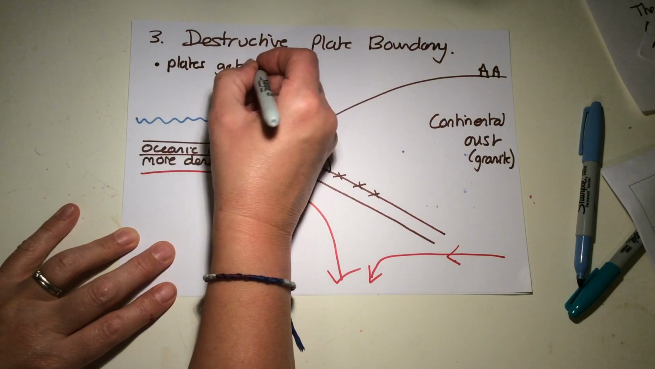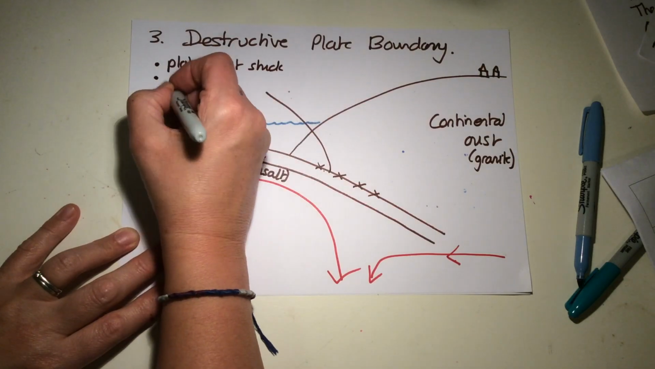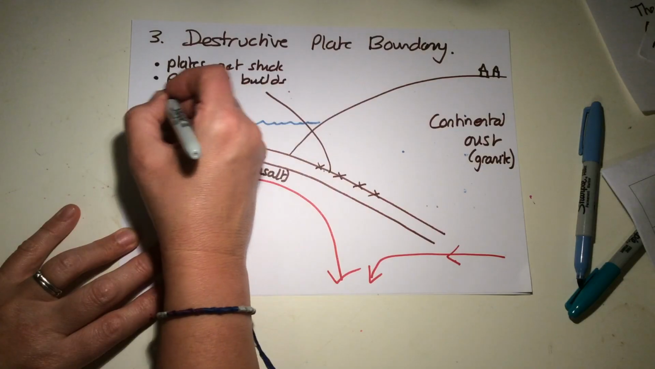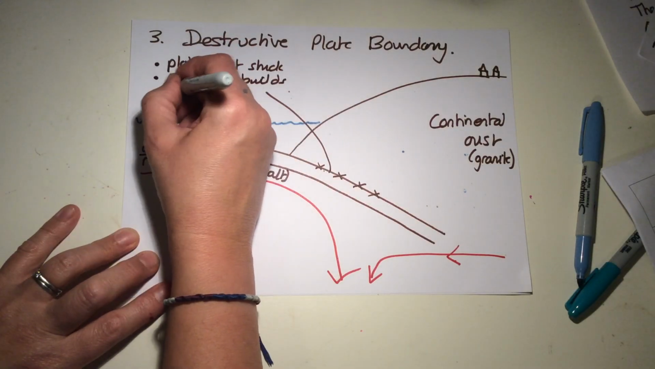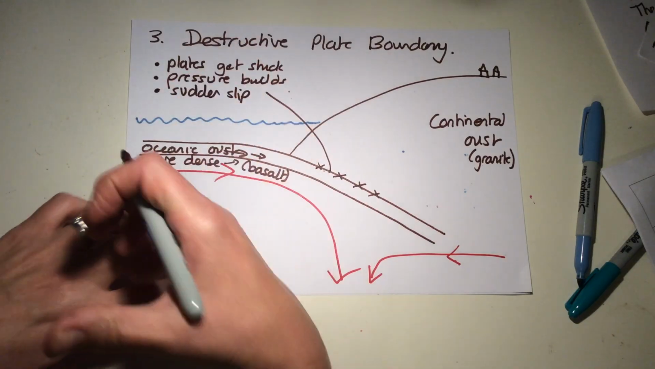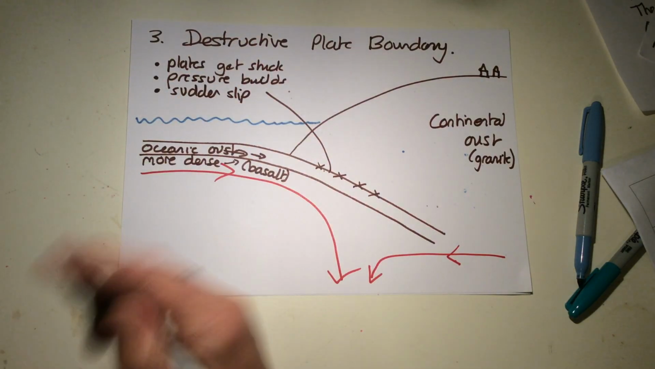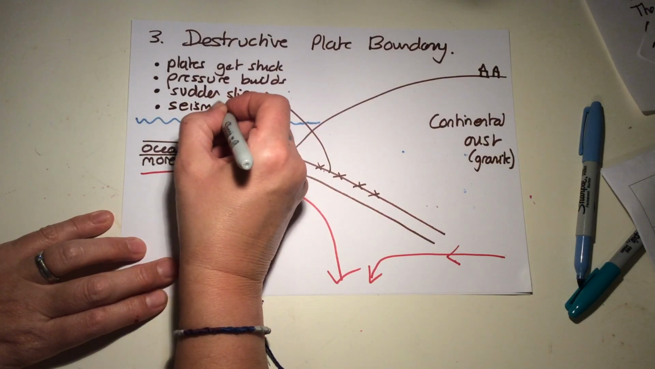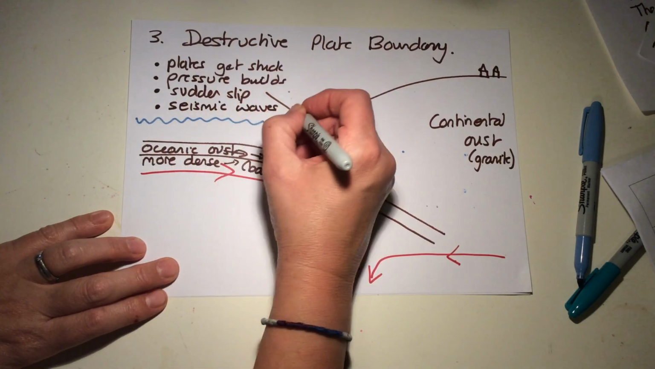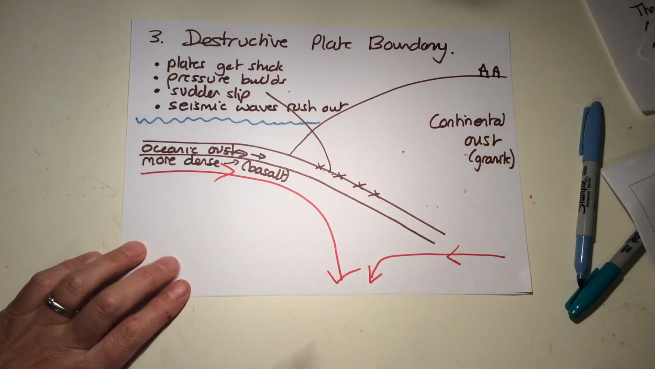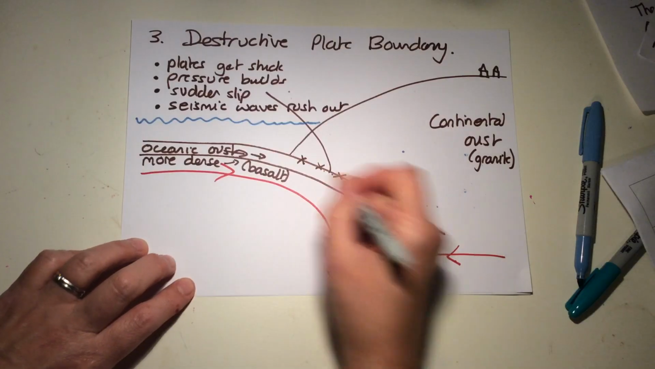get stuck, pressure builds, and then eventually it gets too much and you get the sudden slip. The rocks break where they've been holding on, sudden slip, and we get these seismic waves rush out in all directions. So the earthquake's going to be happening here, all along this section here.